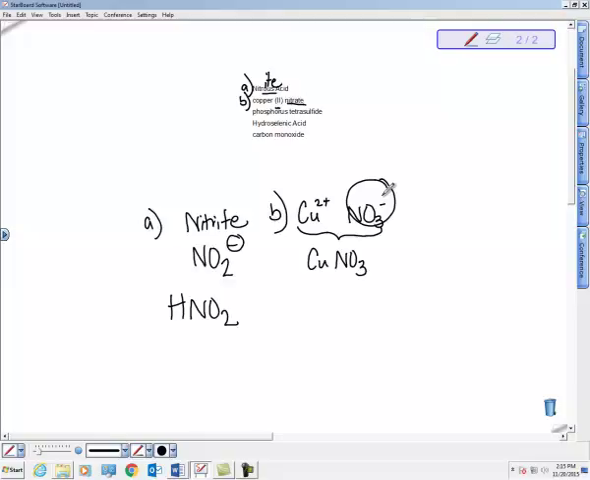So if you need more than one polyatomic ion, there's a rule. You have to use parentheses. There you go. Keep your subscripts down low, and notice my formula has no charges in it.